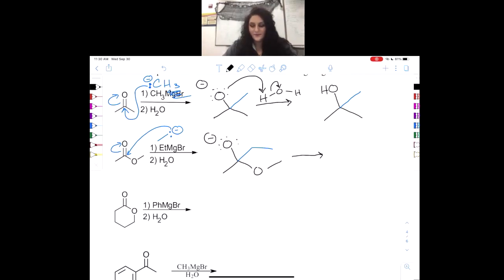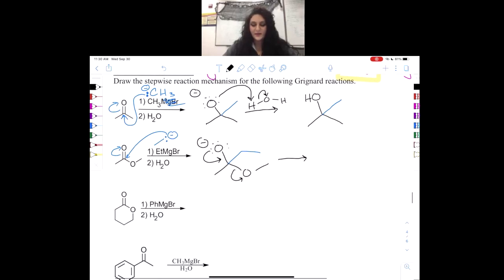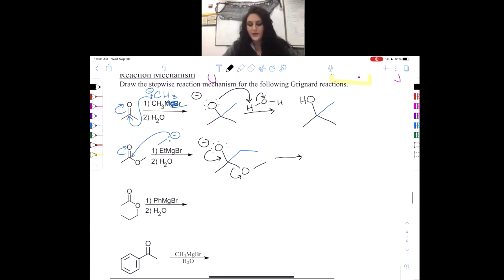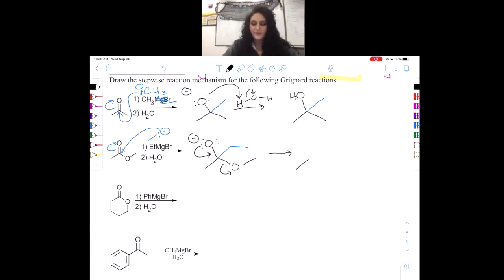Oh, we're gonna protonate it now? So instead of protonating now, since we have this leaving group, we're actually able to kick off the leaving group so that we can reform our double bond and become sp2 again, which is preferred over sp3. So let's just make sure we have our ethyl correctly.